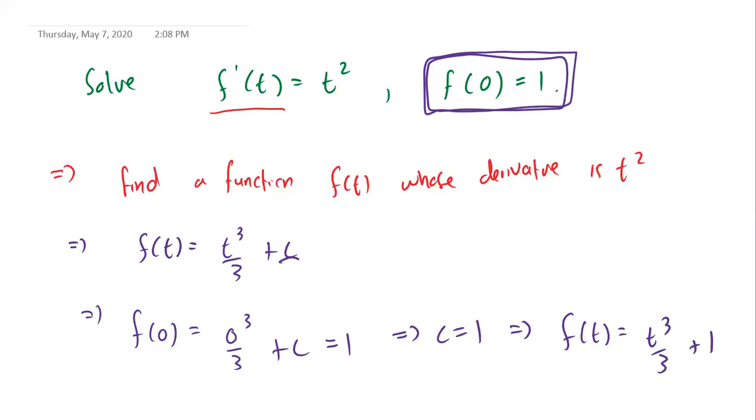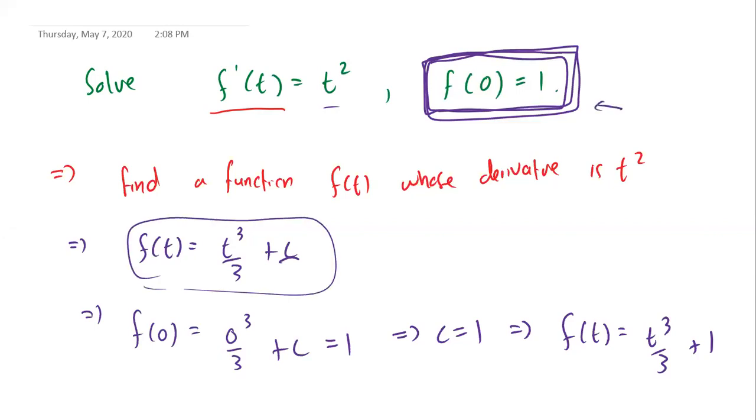You can verify that when you take the derivative of this function, you get t squared, and this function also satisfies the initial condition. That's basically how you work problems like this. It's just one extra step. Find all antiderivatives, use the initial condition to get rid of the constant. Okay.